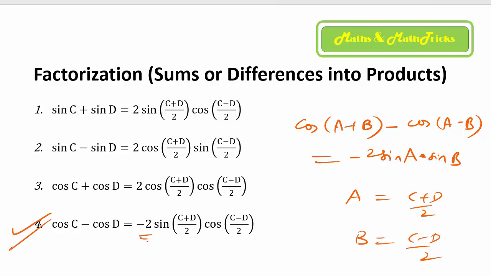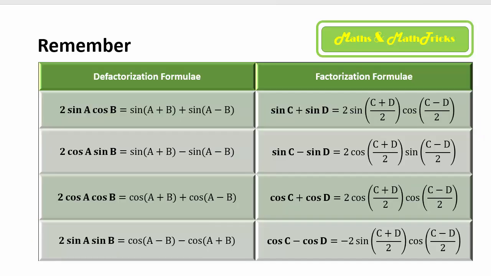So students, quickly take a screenshot of this slide and memorize these formulas on trigonometry, which are called transformation formulas: defactorization formulas, converting a product into a sum or difference, and factorization formulas, converting sums or differences into products. These are really useful. In coming sessions, I'm going to take up interesting problems where you need to solve them with the help of the formulas of trigonometry, the so-called compound angle formulas and transformation formulas.